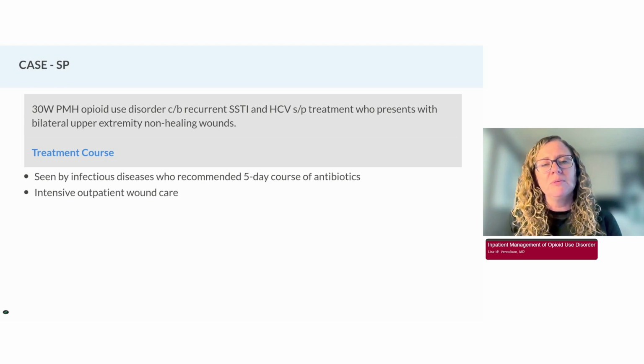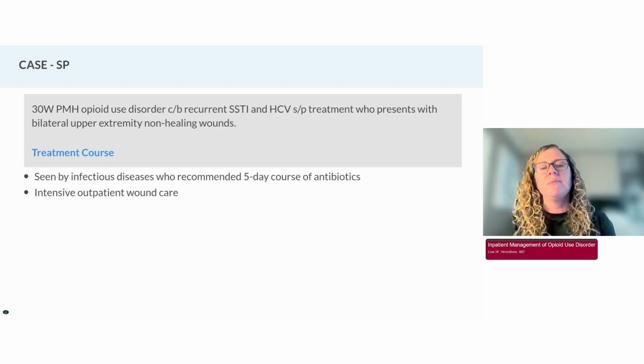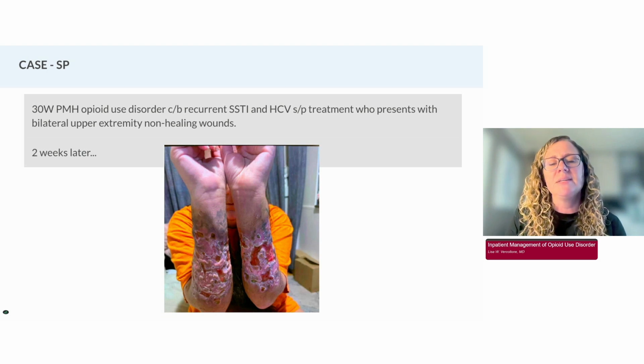In this particular patient, she was seen by infectious diseases. She got a short course of antibiotics, but really the most important thing is that patient get intensive wound treatment. And then 2 weeks later, her wounds were already looking better.